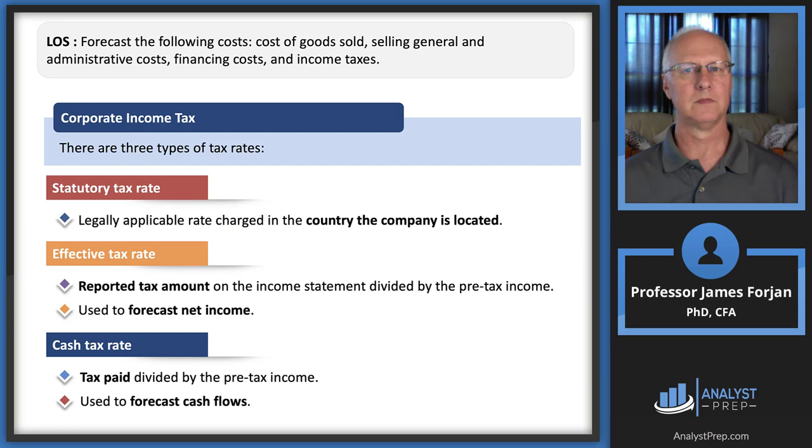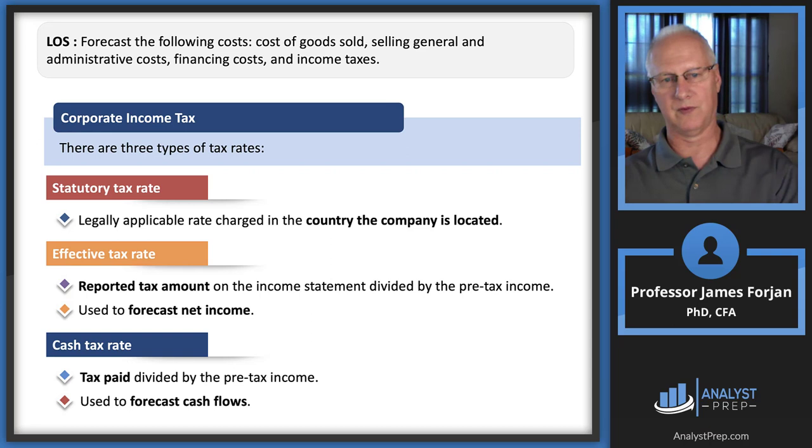The last part of this LOS, income taxes. So we know this from previous recordings. Statutory tax rate, that's just the legal rate. Effective tax rate, that's kind of an accounting way to say, okay, what's the ratio of taxes to total income or total revenues? And so here's the important one. Look at that second diamond point there. Effective tax rate is used to forecast net income. Cash tax rate is used to forecast cash flows. That sounds like a likely question.